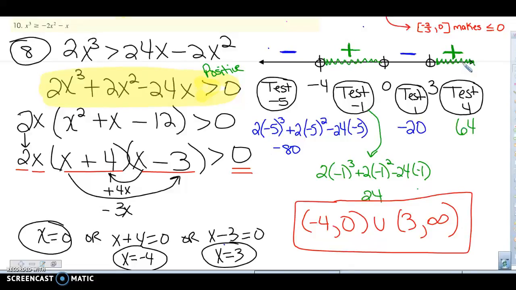We were looking for values that would make this greater than 0, so we were looking for the positive areas. So that would be this section of numbers here, which we would write in interval notation as negative 4 to 0, parentheses on each end, as well as this section here, so that's why we have union from 3 to infinity, because we would continue this all the way to the right. And so this represents our solution set to this polynomial inequality. Any of the numbers you pick in this range or this range would give this a value that is greater than 0.